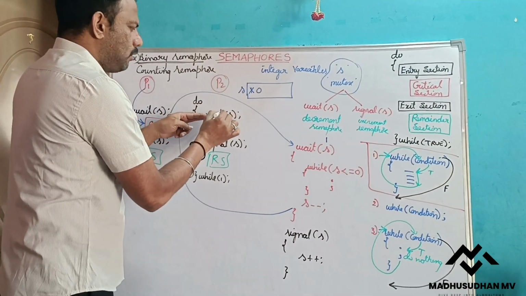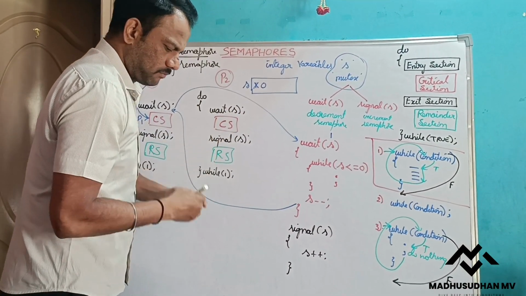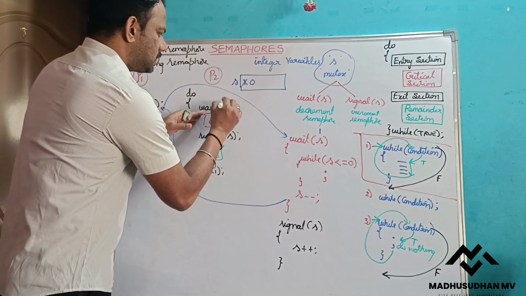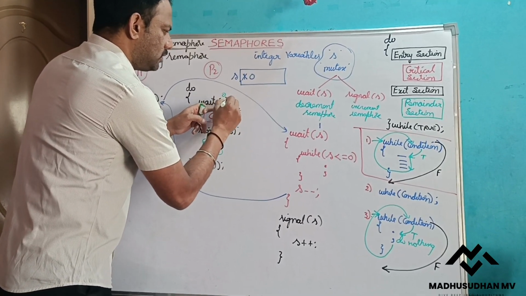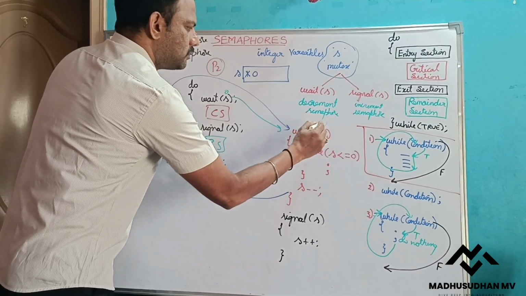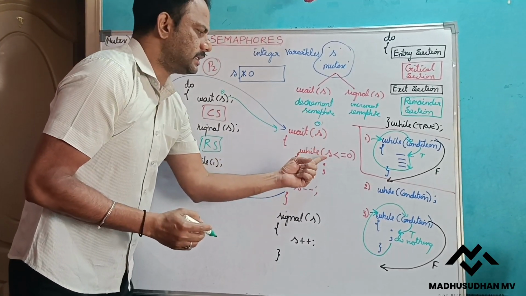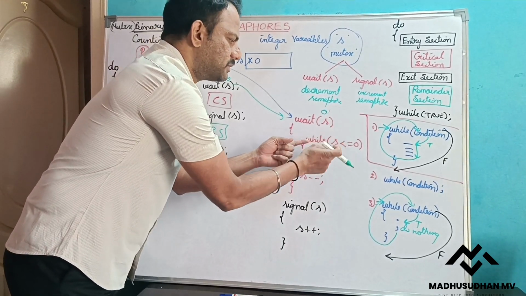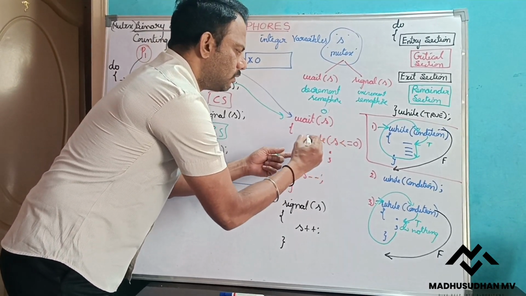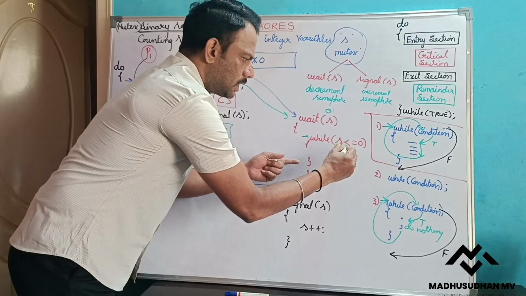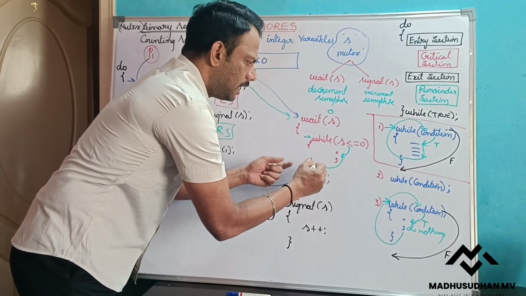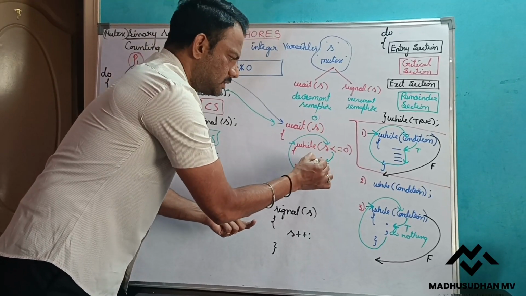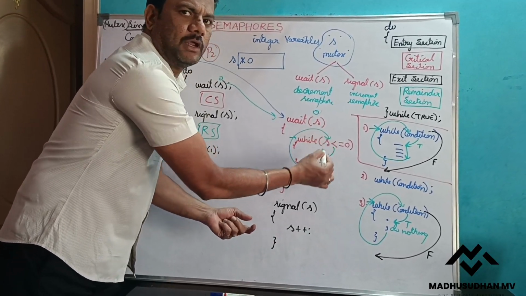Now P2 comes here, wait of s, and again checks. Now what is the s value? It is 0. Now wait of s, 0 less than or equal to 0, true. The condition is true, so it comes inside the while loop and does nothing. Again it goes to the while condition, 0 less than or equal to 0, true, comes inside, does nothing. It keeps stuck in the while loop.